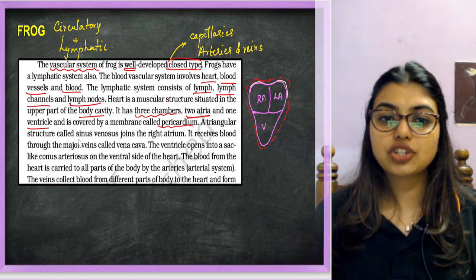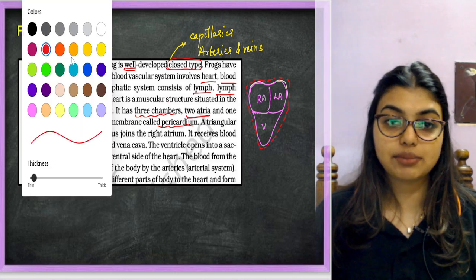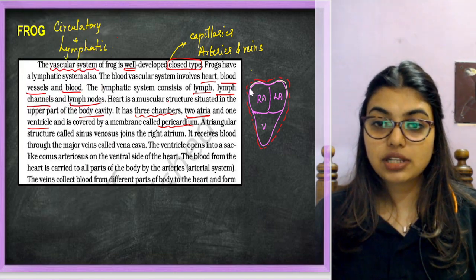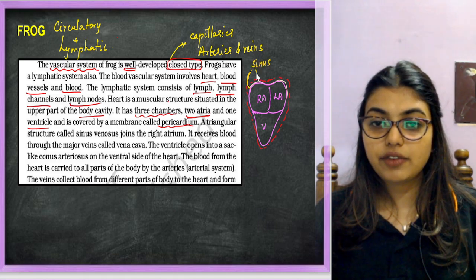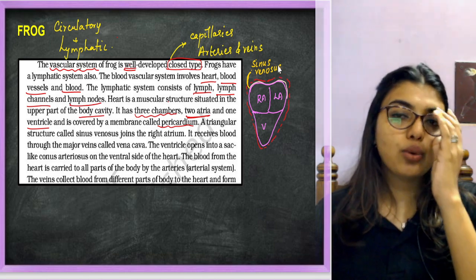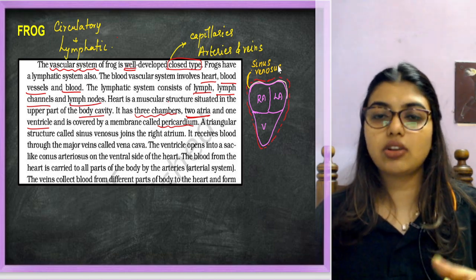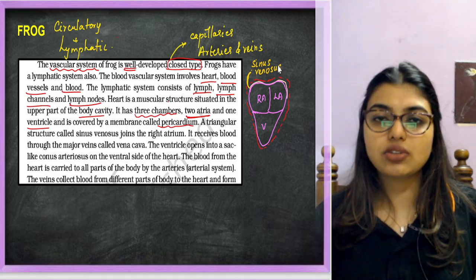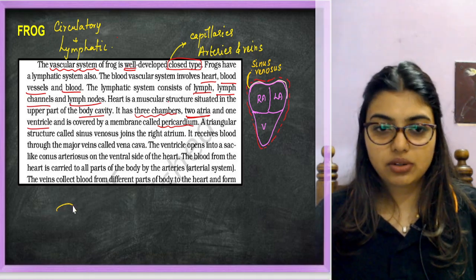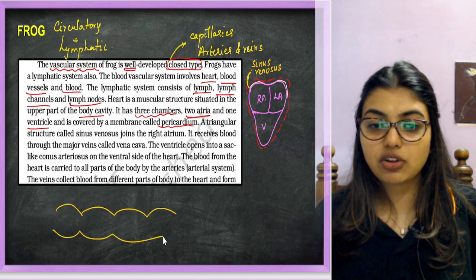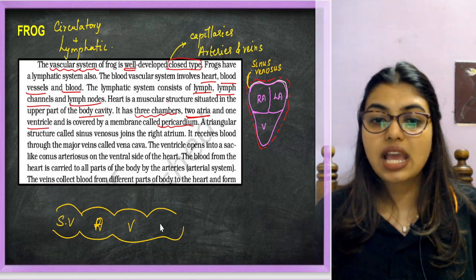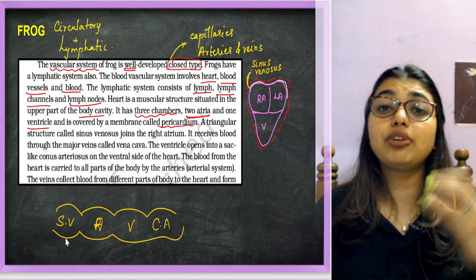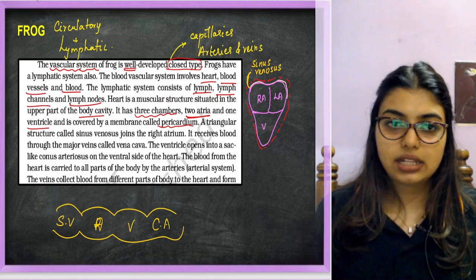Now a triangular structure called sinus venosus joins the right atrium. So one more structure is going to join here, and that is called sinus venosus. These are like accessory organs, like how we talk about in reproduction. So they're accessory chambers. Even in fish, which is 2-chambered, when we draw the fish heart, this is the atrium, this is the ventricle, but here we have sinus venosus and here we have conus arteriosus. These are going to act like accessory chambers. So don't get confused.